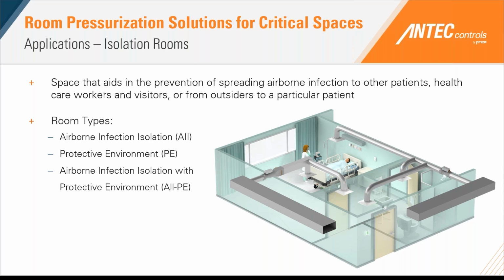The second application we're going to cover here today is isolation rooms. Isolation rooms are spaces that can aid in the prevention of spreading airborne infection to other patients, healthcare workers, and visitors, or from outsiders to a particular patient. There are a couple of different types of isolation rooms that you may see in practice. The three types we have listed here are airborne infection isolation rooms, protective environment isolation rooms, and lastly, airborne infection isolation rooms with protective environments.